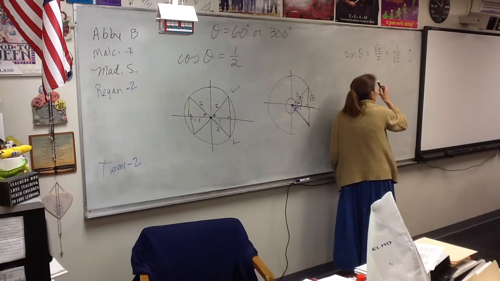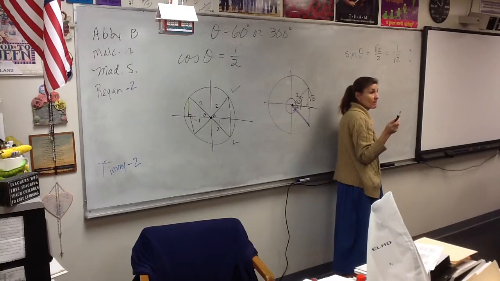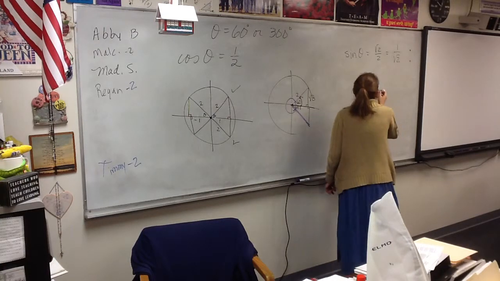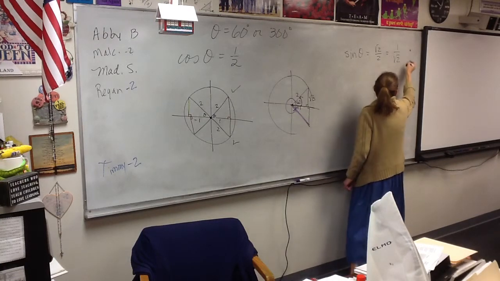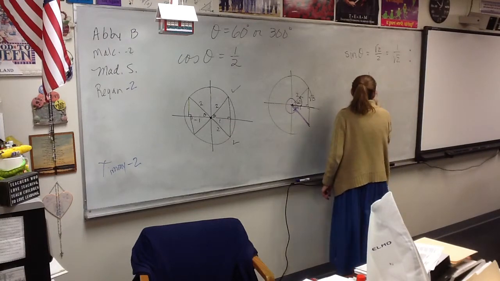45 degrees. Oh, somebody said the angle's going to be 45 degrees. You're exactly right. This is going to be a 45-degree angle. How did you know that? Because it's an isosceles triangle, because you have a 1 and a 1.